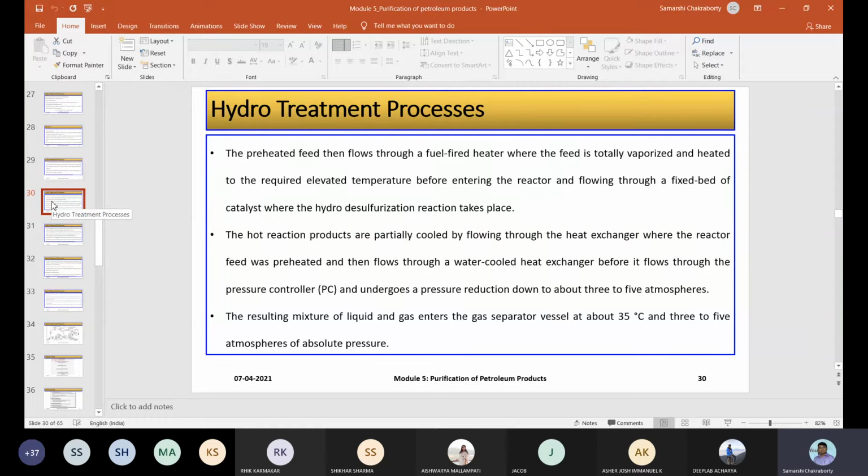After it passes through your pressure controller, the pressure comes down to 3 to 5 atmosphere only. The resulting liquid gas mixture enters the gas separator at about 35 degrees centigrade and 3 to 5 atmosphere of absolute pressure.